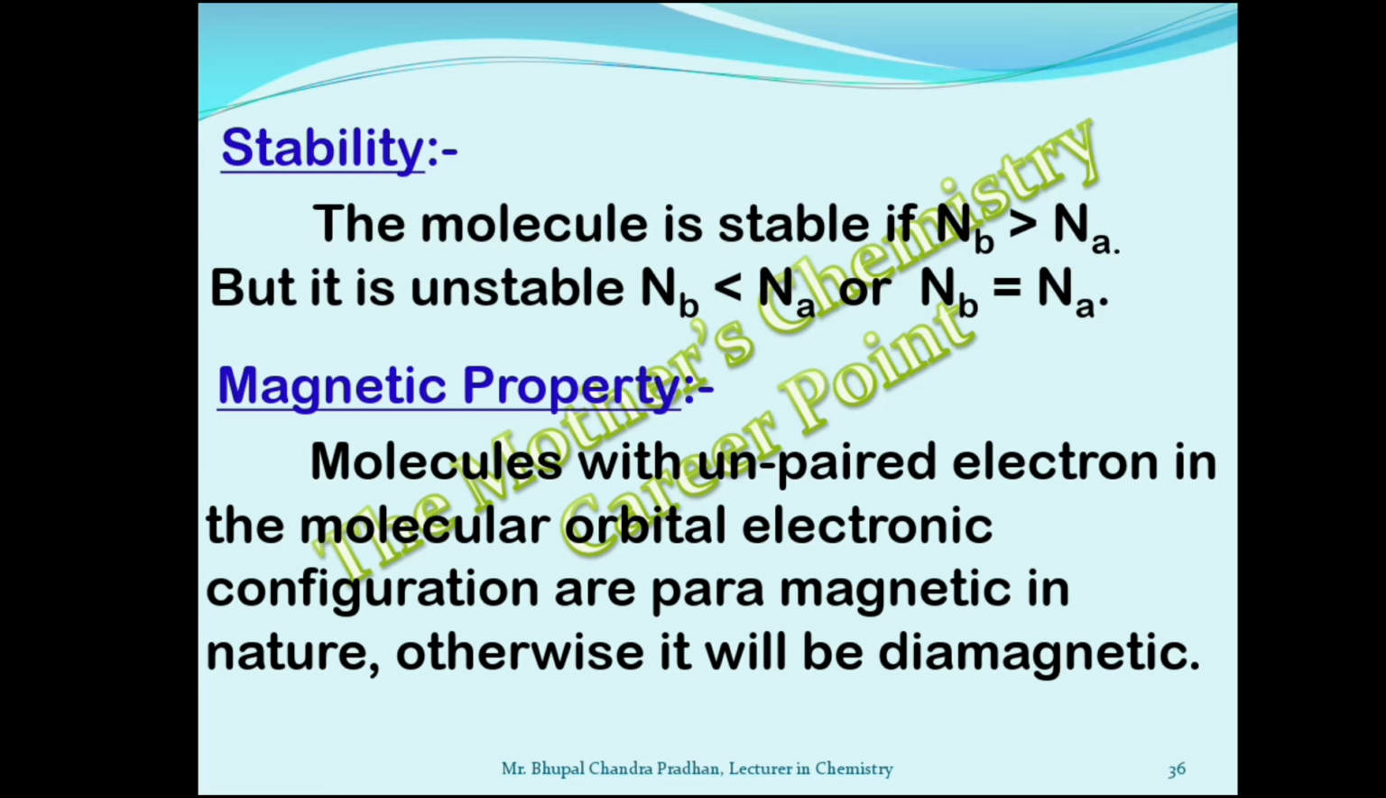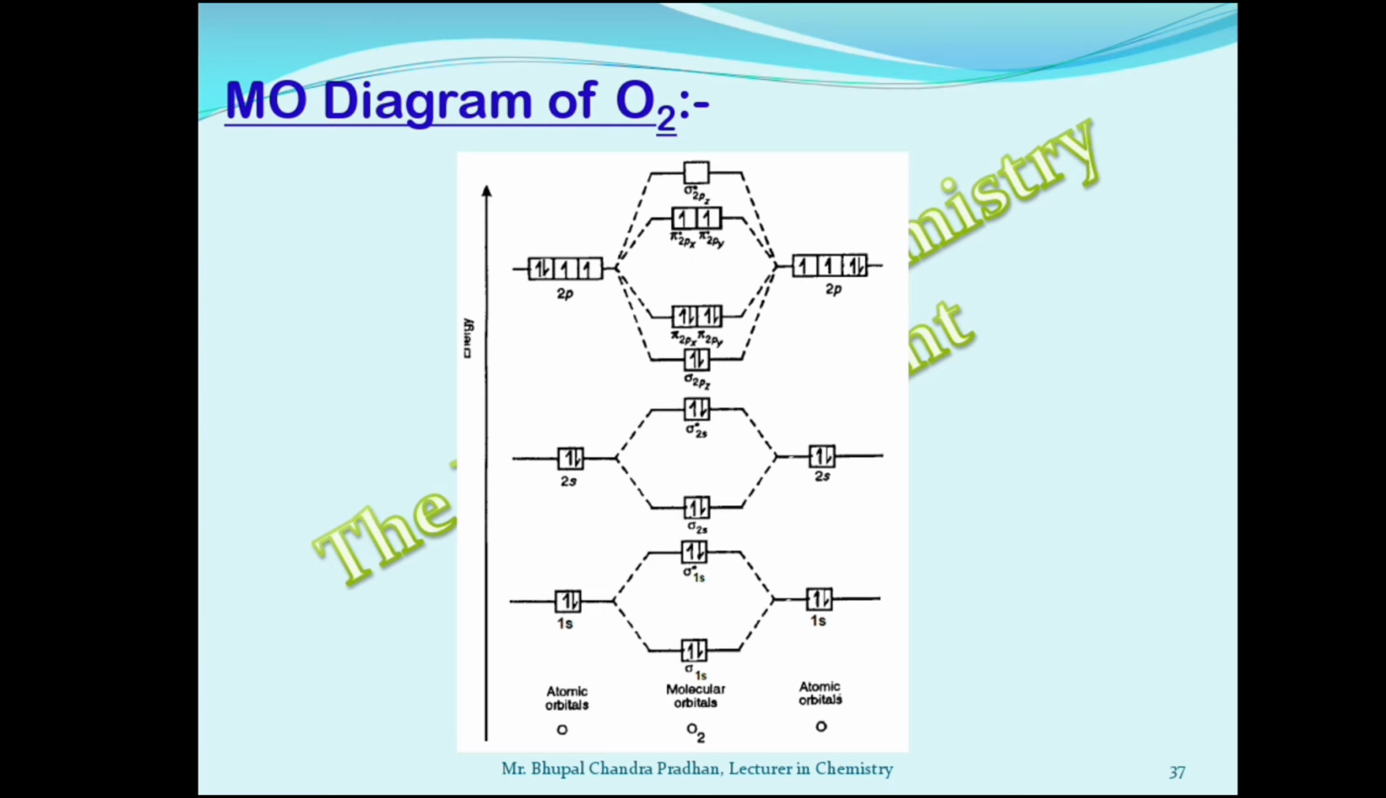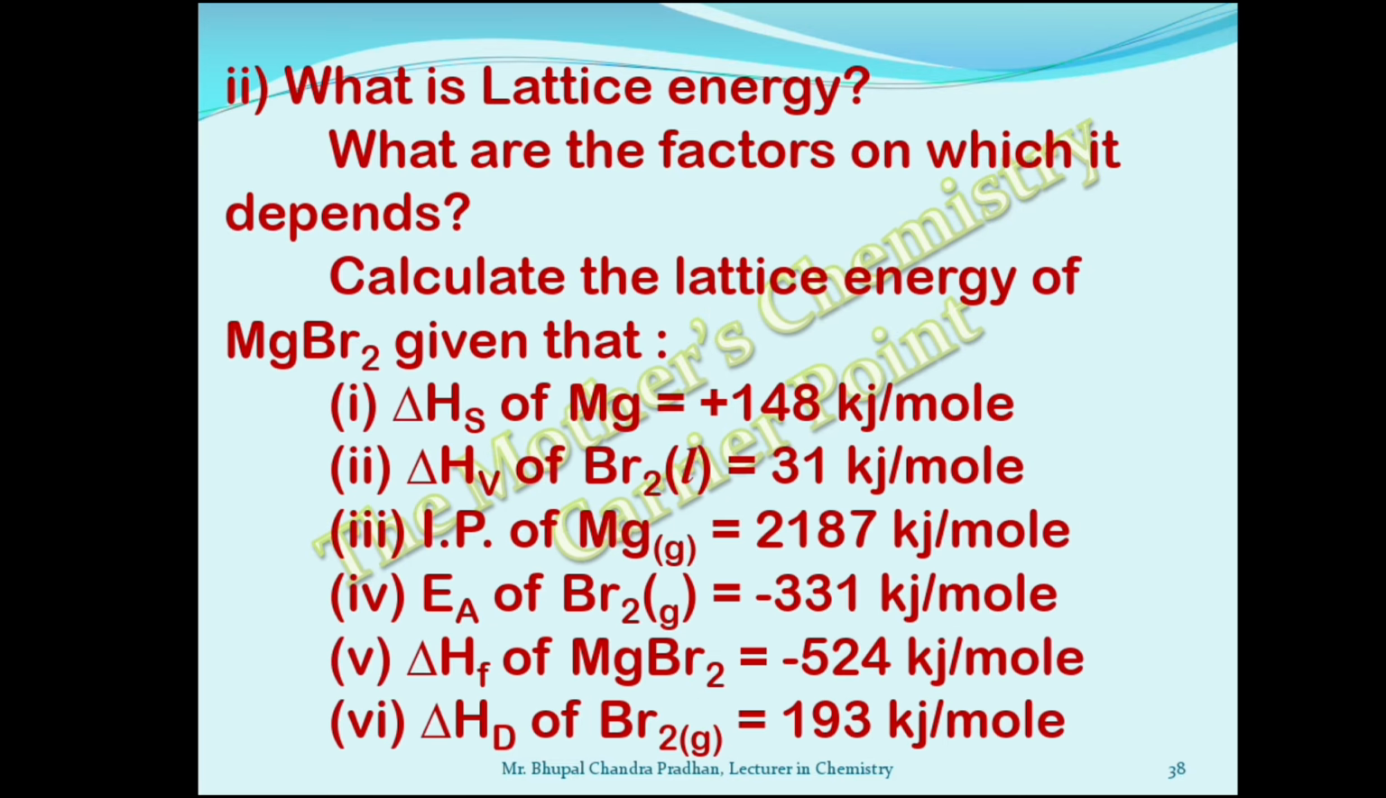Magnetic property: molecules with unpaired electrons in the molecular orbital electronic configuration are paramagnetic in nature, otherwise they will be diamagnetic. MO diagram of oxygen molecule: first we have to draw the MO diagram. After that we can calculate the number of bonding electrons Nb and Na, and from the values of Nb and Na we can calculate its stability, bond order and magnetic property.